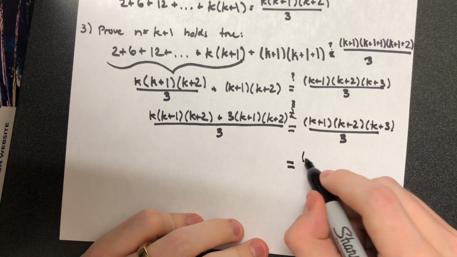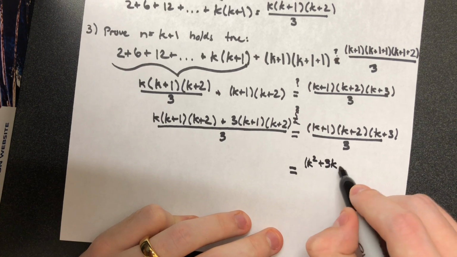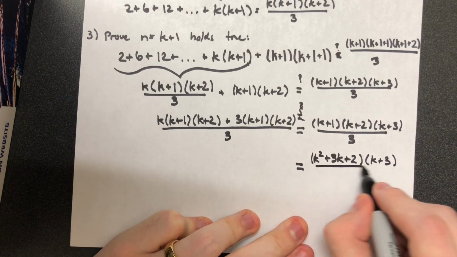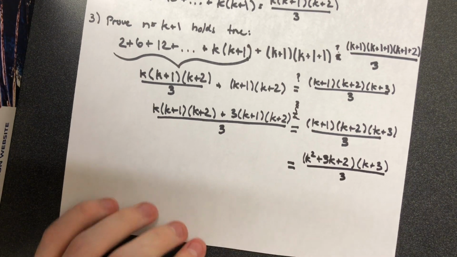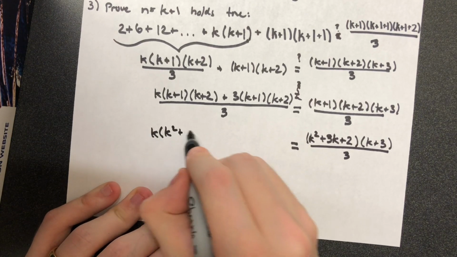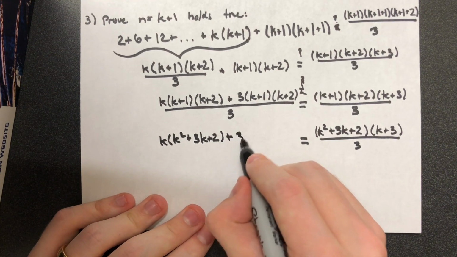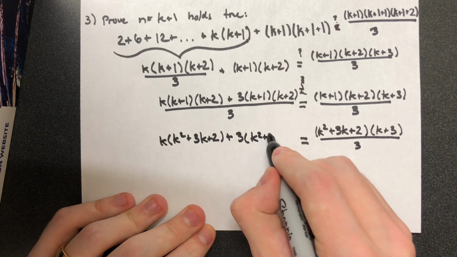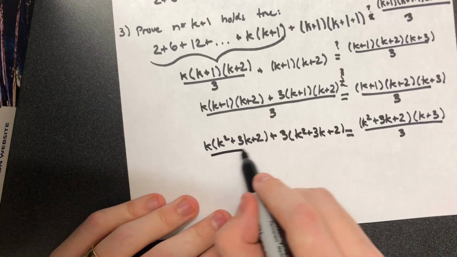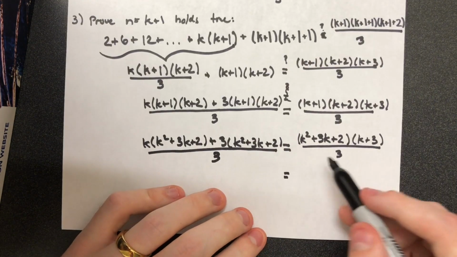So, on the right side, we're going to start from here first. We're just going to FOIL the right side. We're going to do k squared plus 3k plus 2 times k plus 3 over 3. And then on the left side, we're going to do k squared plus 3k plus 2 times 3 plus k squared plus 3k plus 2, all over 3. And then here we can just distribute.